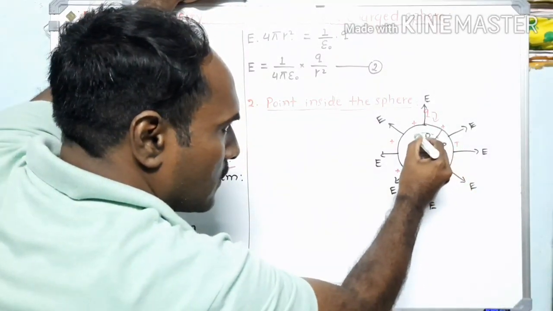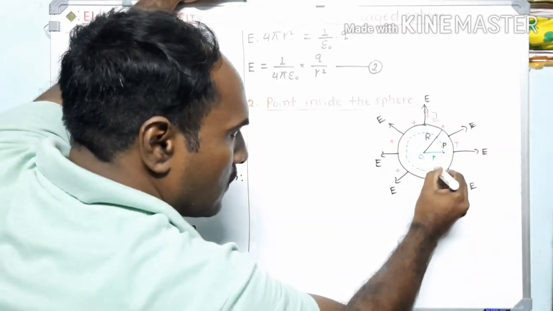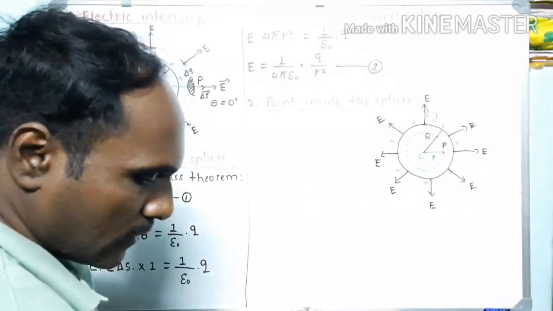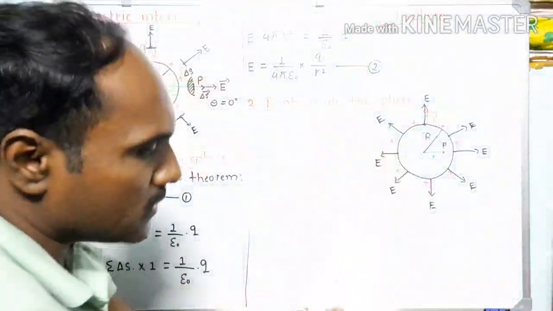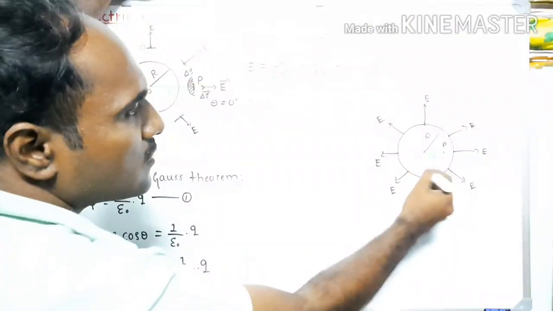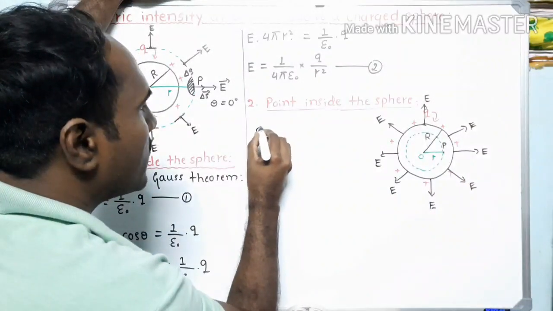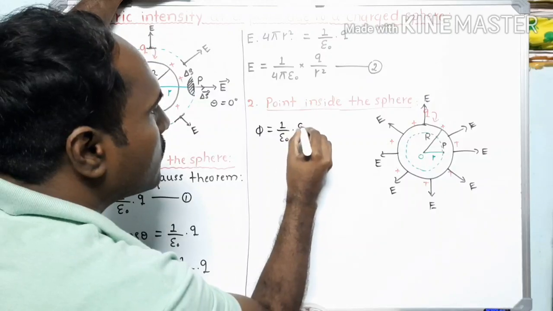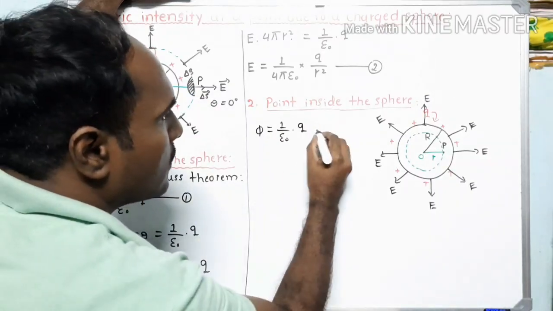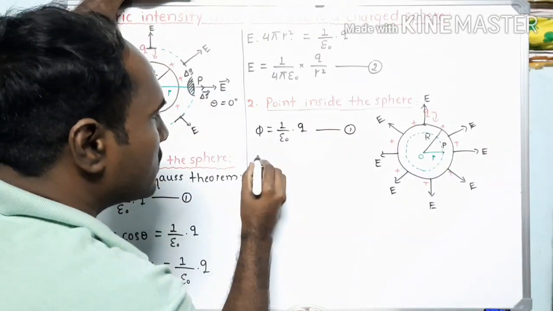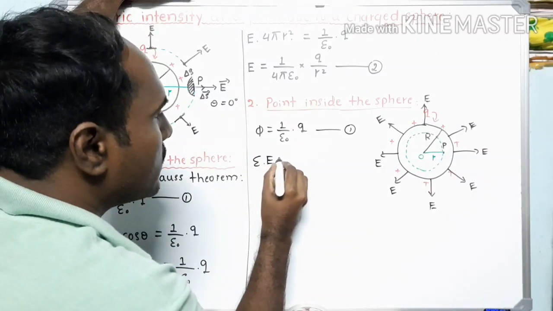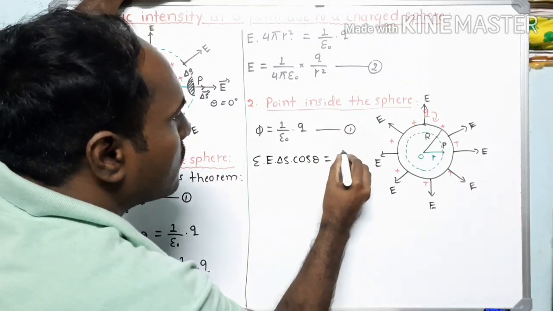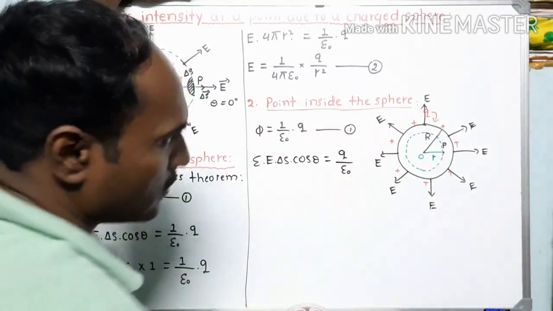See here. This is a closed surface of radius r. Then, if it is a closed surface, flux through this closed sphere phi is equal to 1 upon epsilon naught into total charge enclosed, called as equation 1. Here phi means what? Summation of E into delta S into cos theta is equal to Q upon epsilon naught.